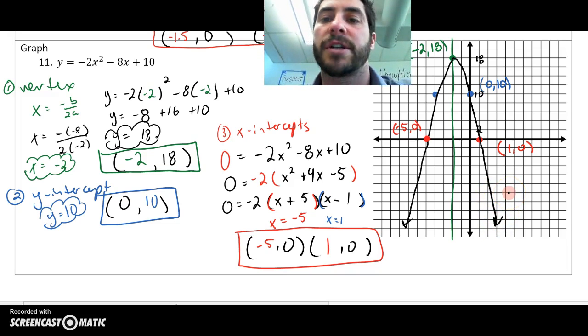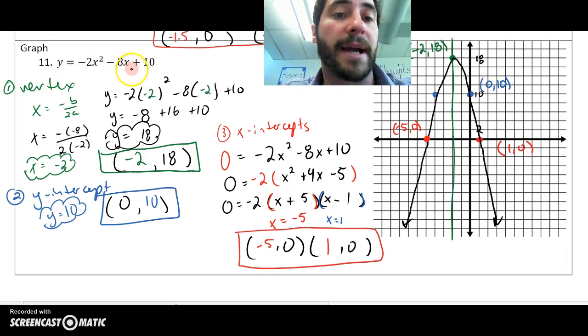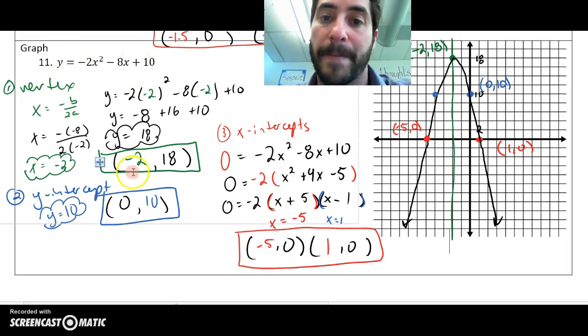There is the graph of the quadratic function, y equals negative 2x squared minus 8x plus 10. Have a nice weekend.